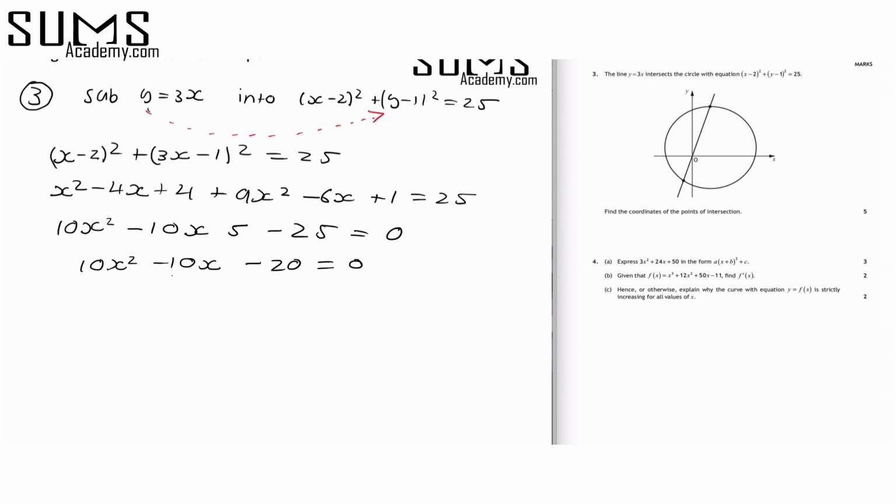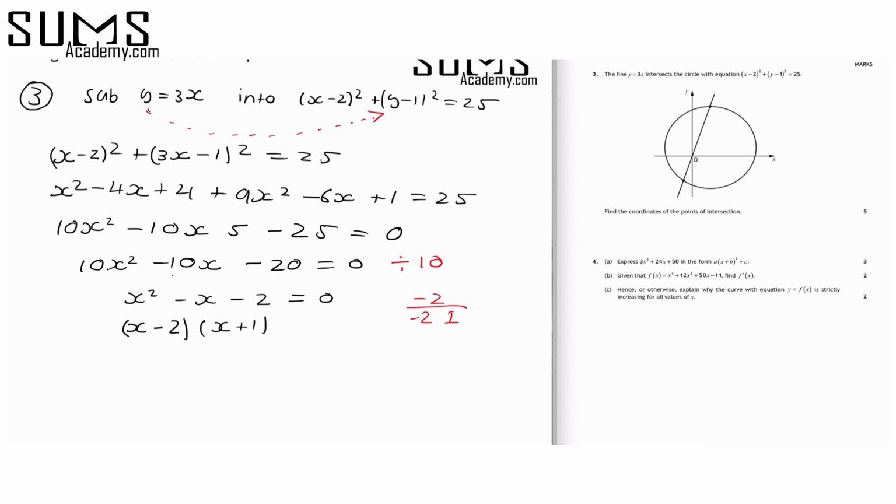I'll put this in a different color. So you divide both sides by 10. So this then just becomes x squared minus x minus 2 equals 0. So I just need to factor that expression there. And for the minus 2, your factors are going to be what? So it's going to be minus 2 and 1. Okay, so this then becomes (x minus 2) and (x plus 1).